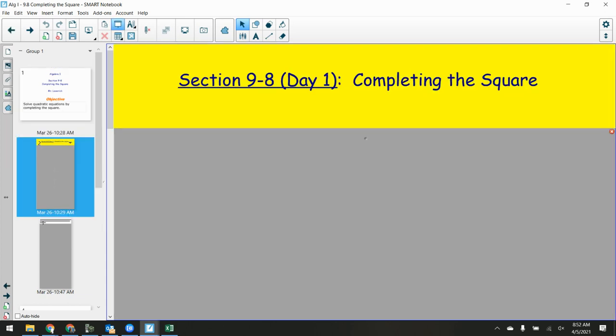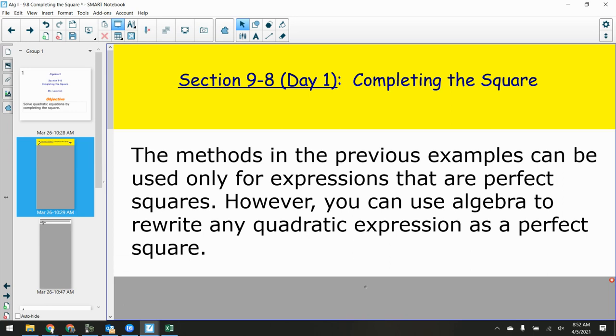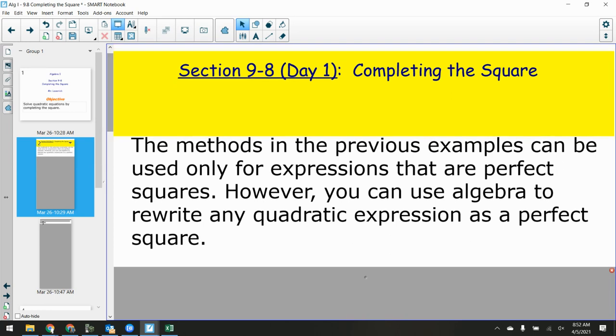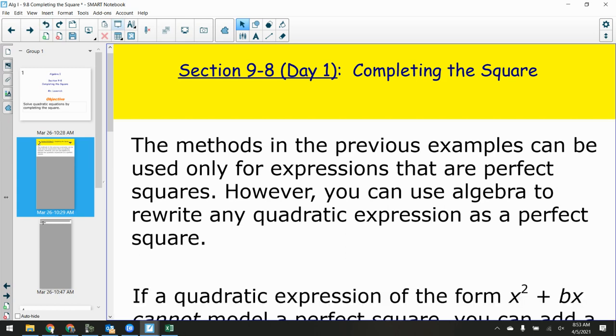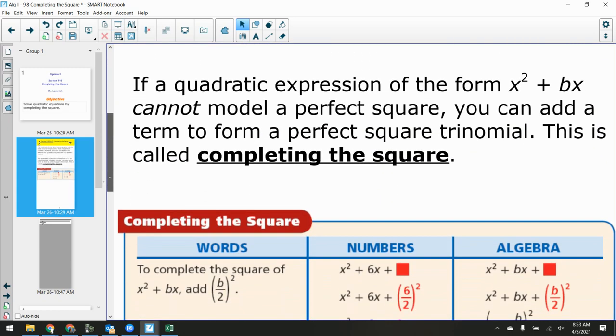Section 9.8 is called completing the square. Section 9.9 is called the quadratic formula. All right. So like I said here, the methods in the previous examples can be used only for expressions that are perfect squares. However, you can use algebra to rewrite any quadratic as a perfect square. That is called completing the square.